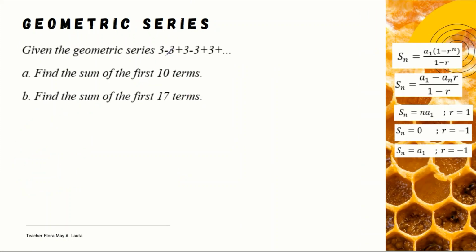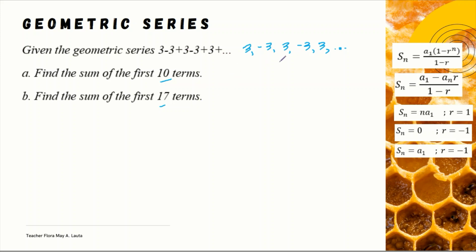Okay, so next example of geometric series. Given the geometric series 3 minus 3 plus 3 minus 3 plus 3 and so on. So, kung ginawa natin itong geometric sequence, meron tayong 3, negative 3, and then 3, tapos negative 3, and 3, and so on. Right? So, first question, find the sum of the first 10 terms. And then find the sum of the first 17 terms.